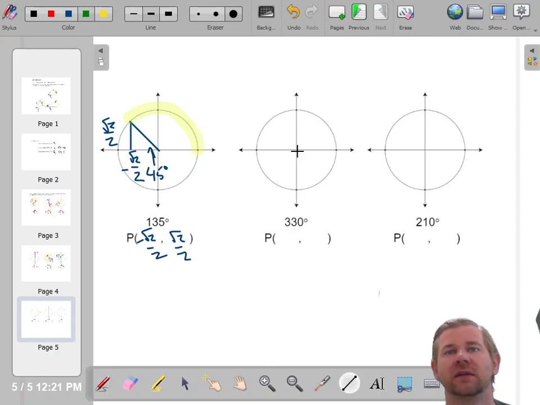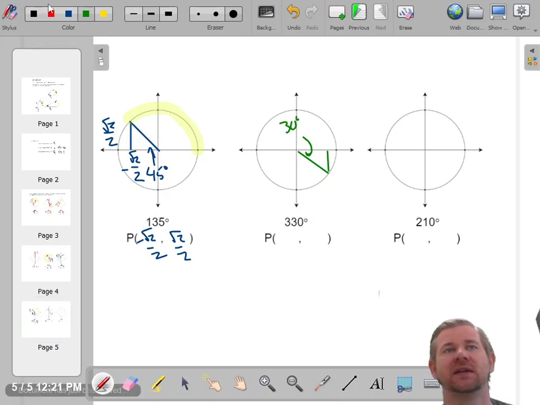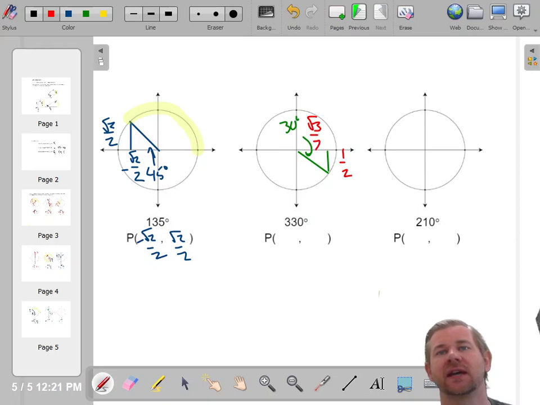330 isn't quite 360. 360 is all the way around. It's 30 degrees shy of 360. So my reference angle is 30 degrees. Across from 30 is 1/2, and that means the long leg is the x, and y is negative in the fourth quadrant.